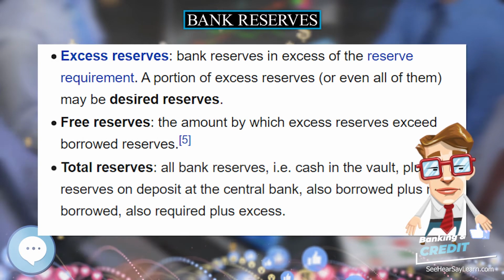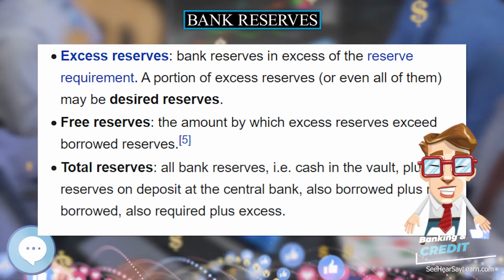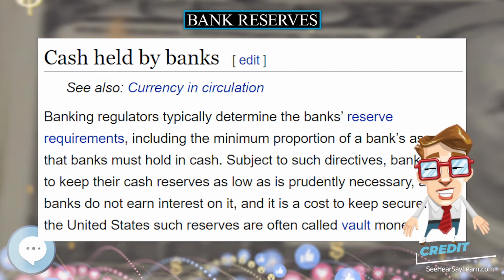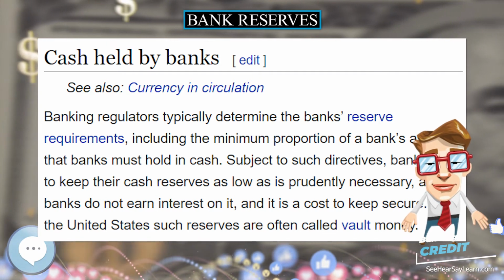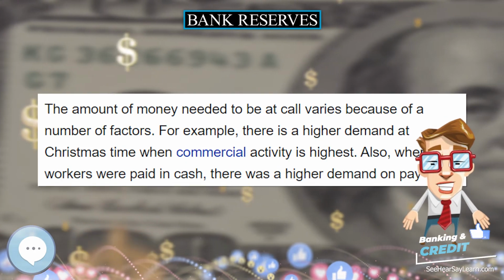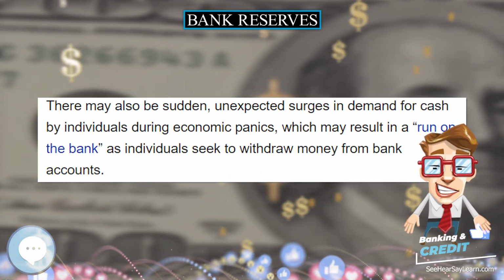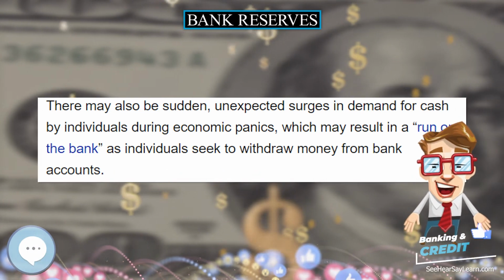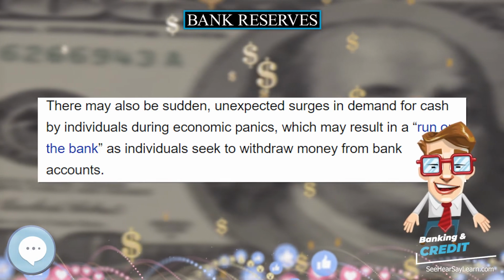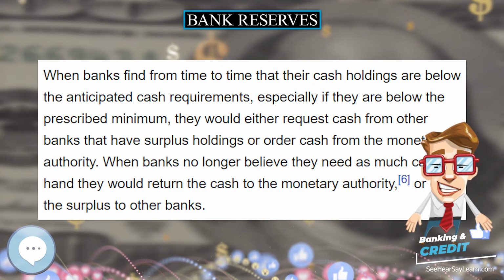When banks find from time to time that their cash holdings are below the anticipated cash requirements, especially if they are below the prescribed minimum, they would either request cash from other banks that have surplus holdings or order cash from the monetary authority. When banks no longer believe they need as much cash on hand, they would return the cash to the monetary authority, or offer the surplus to other banks.